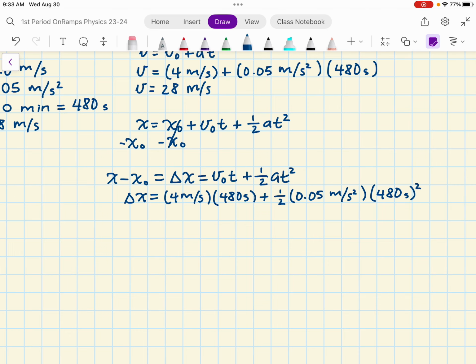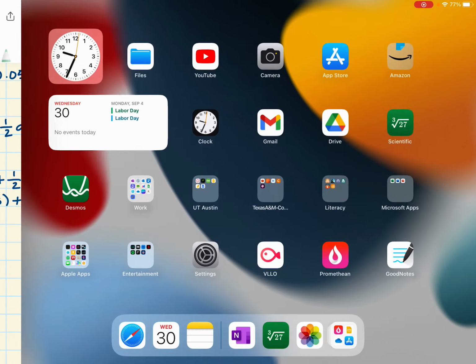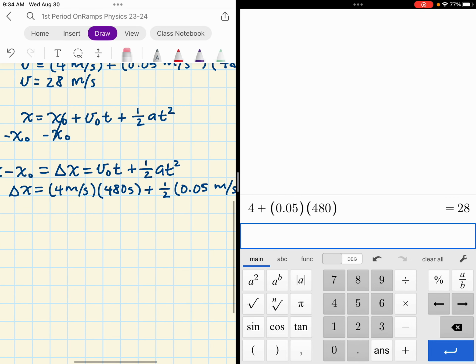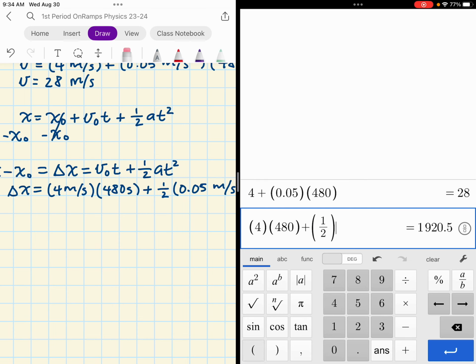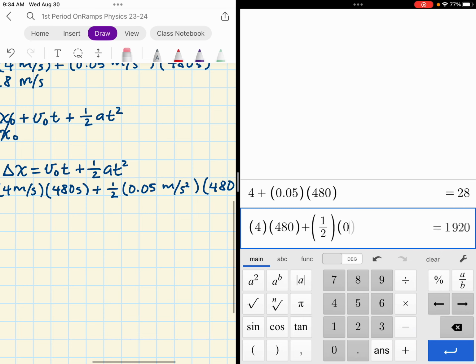Okay, now let's go to decimals again. So we have 4 times 480 plus 1/2. Please note my use of parentheses, very important. And then squared. There you go.